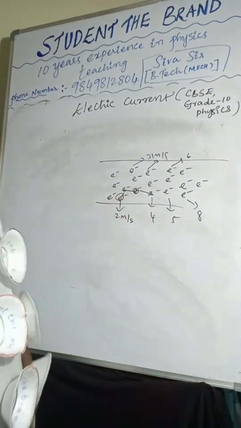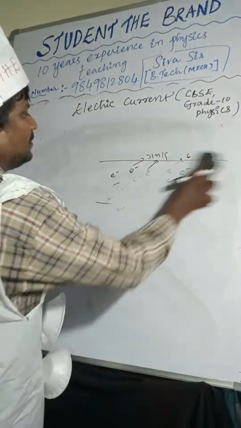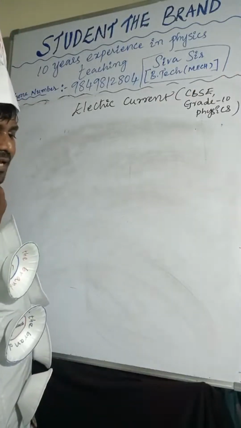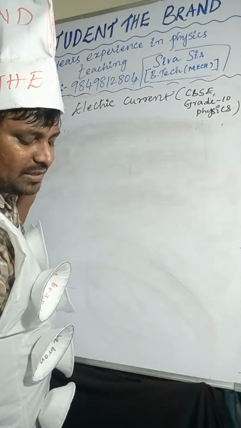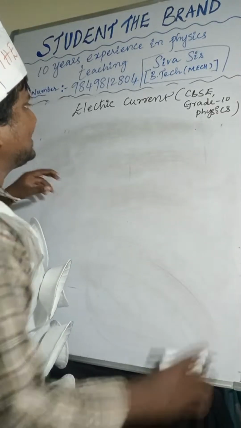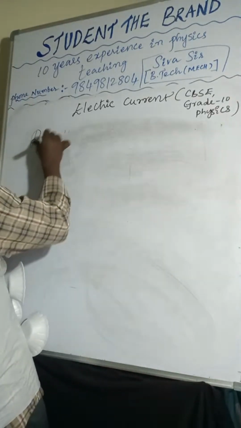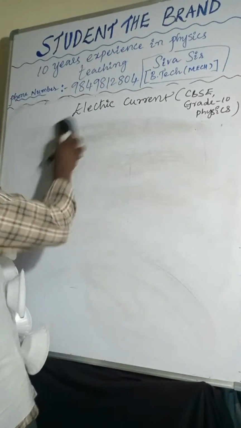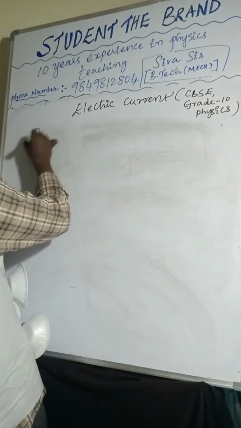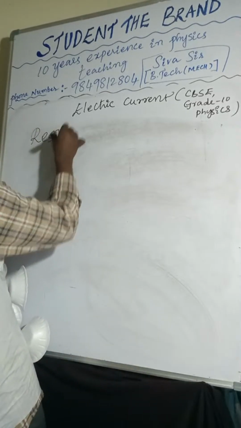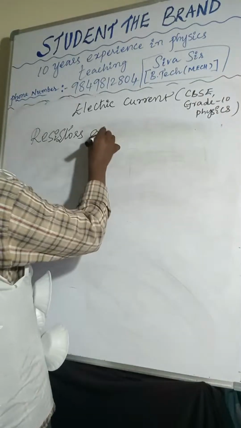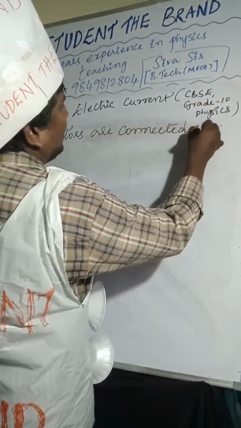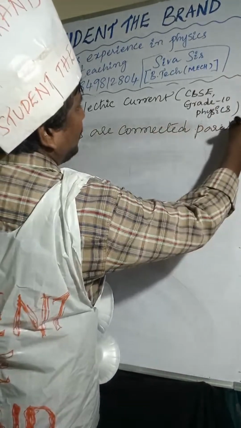Next one, we are going to the next one. Now what are we doing? Resistors are connected in parallel combination. Very important in the previous board exam.